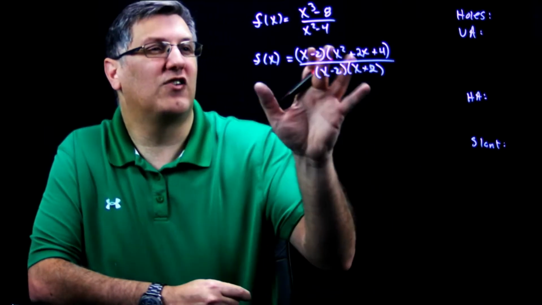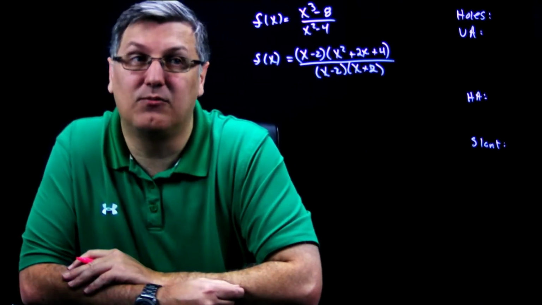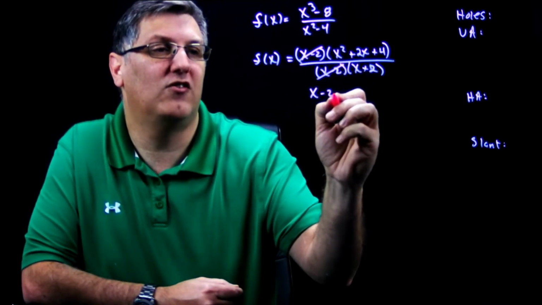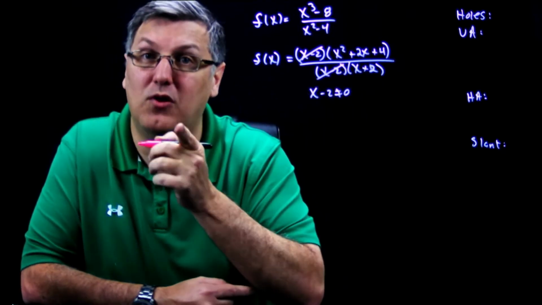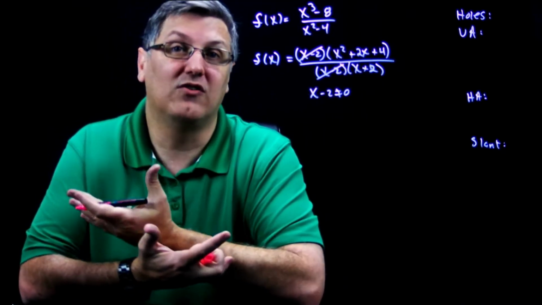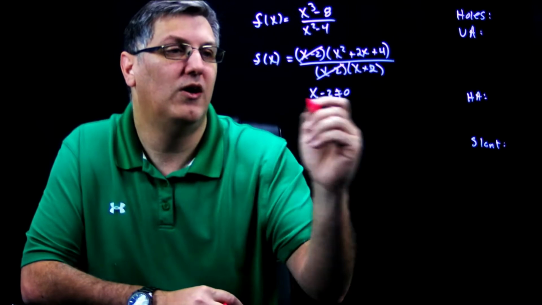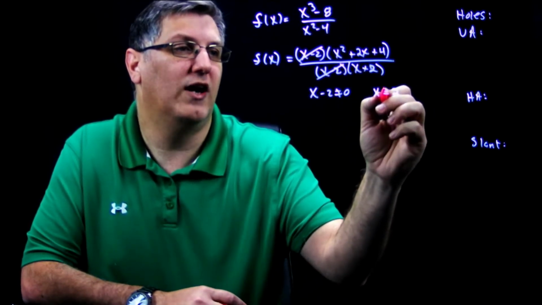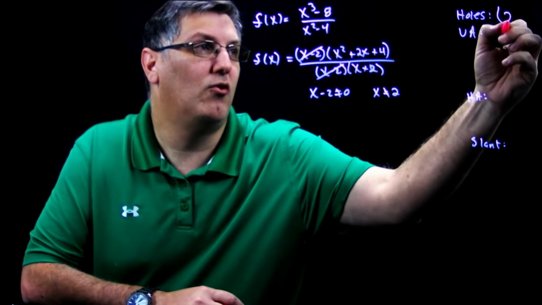All right, so the first thing I see right off the bat, I've got something I can take out. I've got this x minus 2 and this x minus 2, so I know x minus 2 cannot equal 0, but because it's removable, it's a removable discontinuity, which is just what we call a hole. Therefore, we know my hole occurs at x equals 2. x cannot equal 2. So I'm going to have a hole at 2.